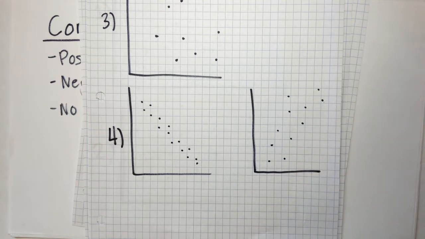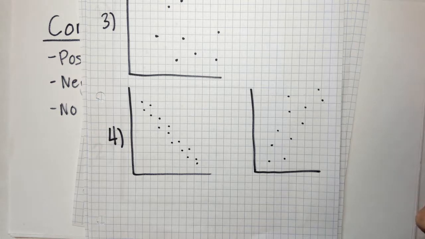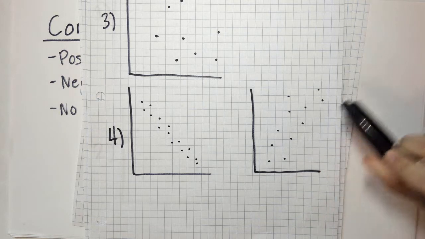What would this one be? This one is a weak positive correlation because the points are kind of far away but still going up.